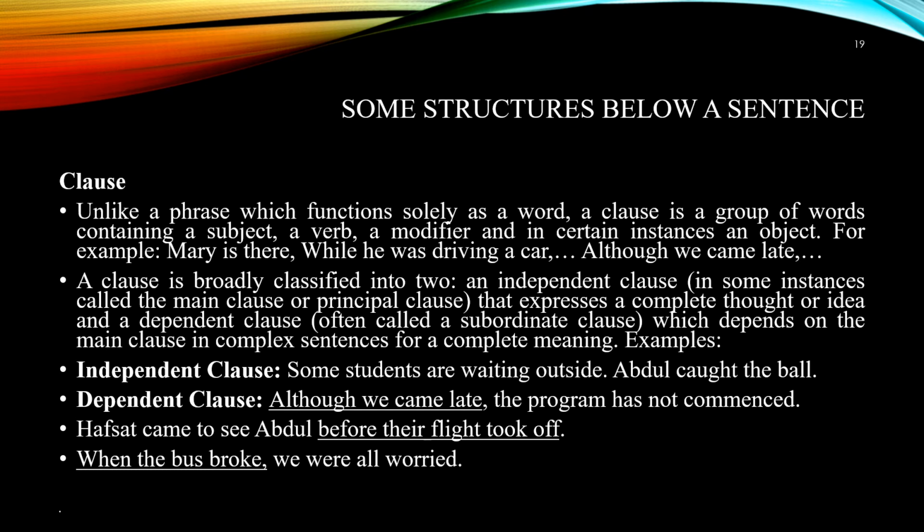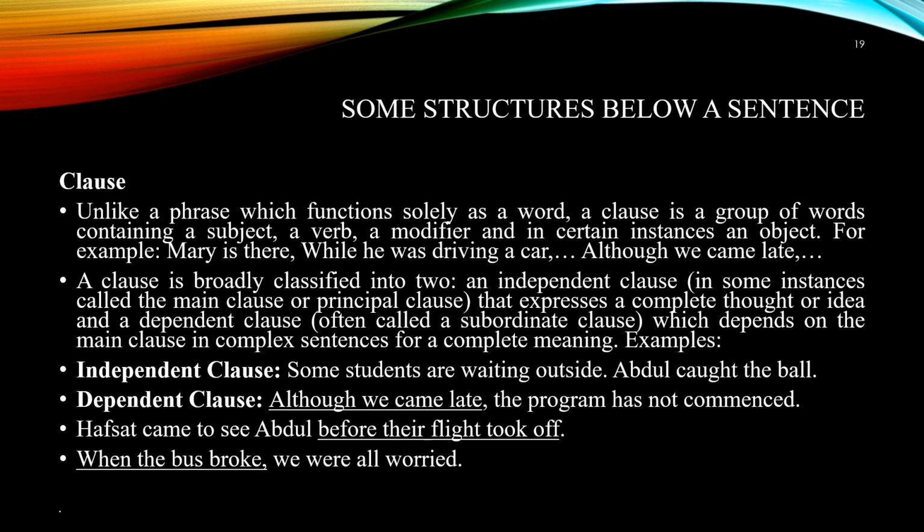We have an independent clause, which is in some instances called the main clause or the principal clause, that expresses a complete thought or idea, and that is why it is called independent. While a dependent clause is also sometimes called a subordinate clause, which depends on the main clause in complex sentences for a complete meaning. It cannot have meaning of its own, but rather it has to be joined together with the principal clause or the main clause for it to have meaning in a complex sentence.